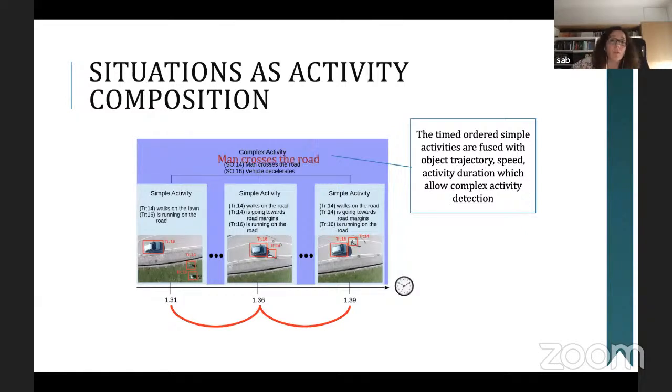For instance, here we have man crosses the road. The man crosses the road is the composition of these two activities: walk on the lawn, walk on the road, and then going towards the road margins. And then the other two activities, walk on the road, going towards the road margin. So this is the activity of crossing the road. This is the way that we define this activity. And in this way, the final activity is a composition, a kind of disjunction of these simple activities.